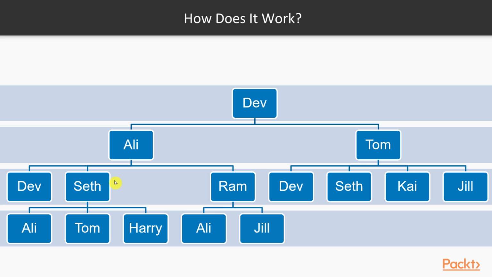Seth has been shown here. And under Kai, we add his connection Tom. And when we come to this node Jill to add her connections, we find that this has goal state. So we end our search here.